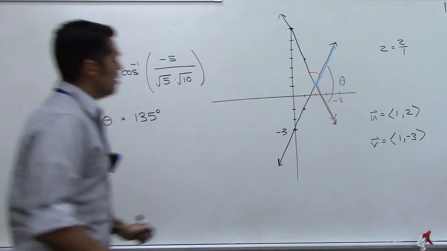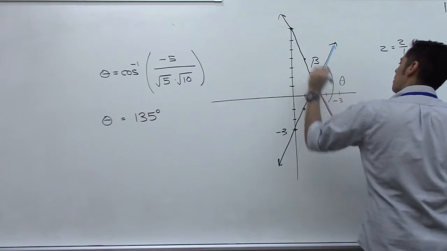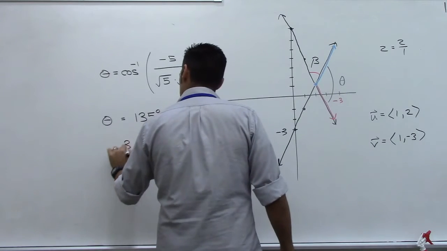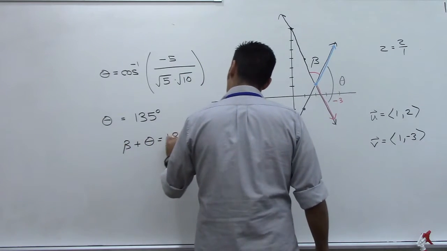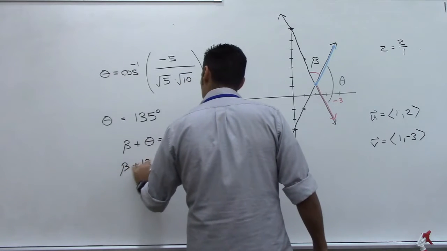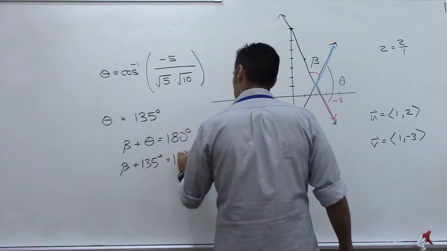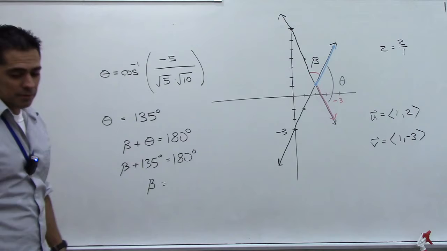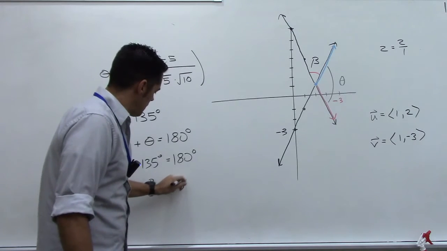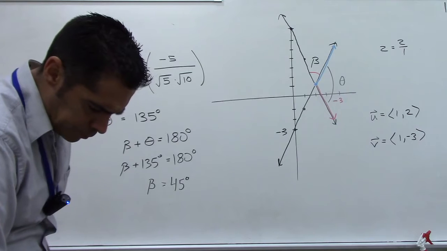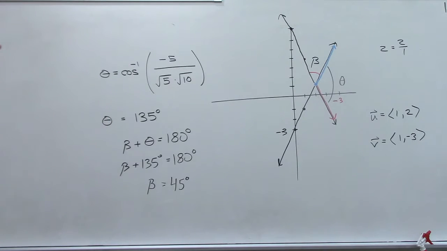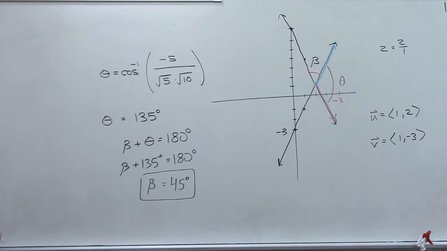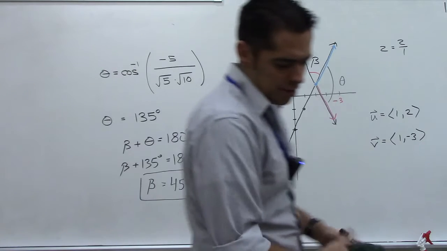But that's theta. We want this one, beta. We know that theta plus beta is 180. So we know beta plus theta is 180. That means beta plus 135 is 180. So that means beta is what? 45 degrees. So that's the acute angle, the smallest angle between those two lines. Now 26 works pretty much the same way.